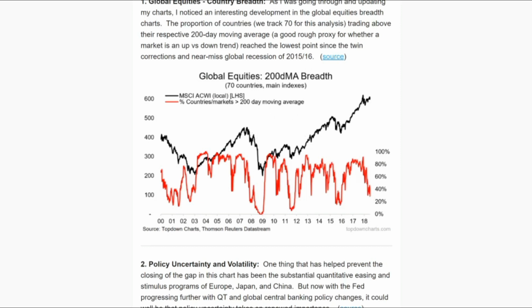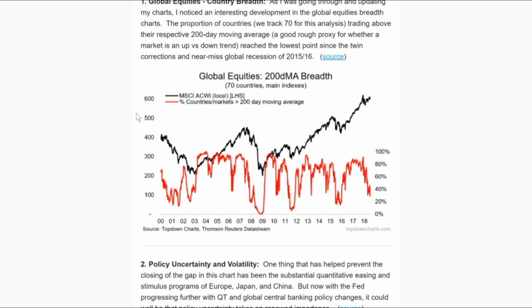Why the 200-day moving average? Well, it's a rough proxy for whether a market is in an uptrend or downtrend, whether it's above or below that. Obviously there are situations when a market is not trending, and you're going to get a whole bunch of false signals, and no indicator is perfect. But if you look at the history of this chart, we're showing it against the MSCI All Countries World Index, and most of the time when that was strongly trending, this indicator was towards the upper end of the range, towards that 100% point.